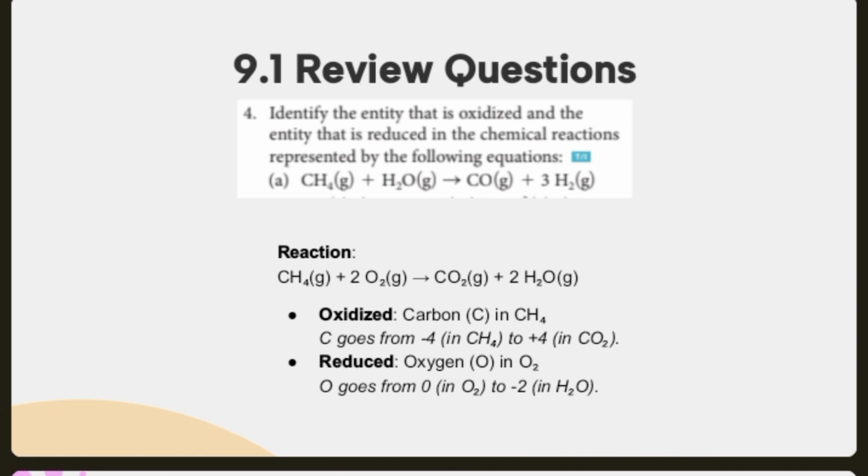Reduction, gain of electrons. Oxygen O in O2 starts with an oxidation number of 0 because it's in its elemental form. In water, H2O, oxygen has an oxidation number of -2. Since oxygen goes from 0 to -2, it gains electrons. This means that oxygen is reduced.